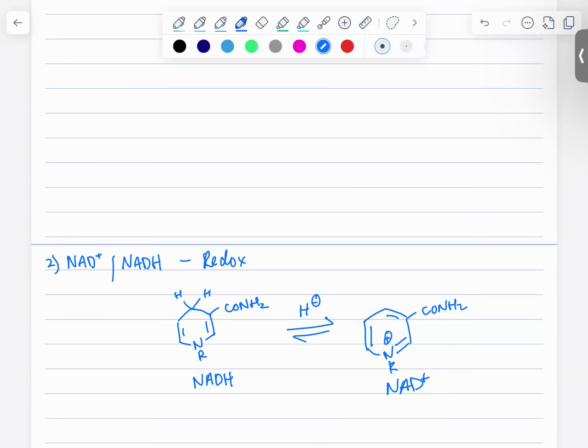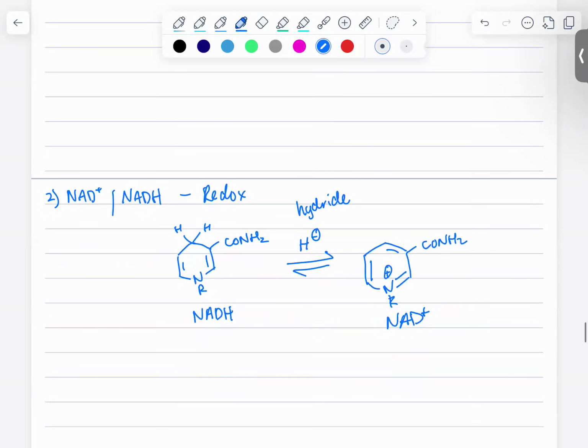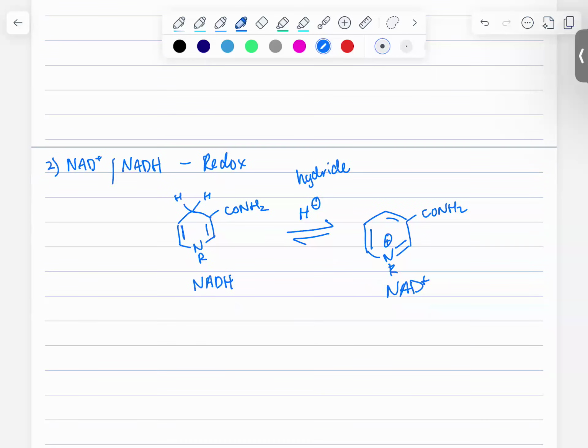We often see H plus. Less often do we see H minus. H minus is called a hydride. And that's where the hydrogen is not just moving itself, but it is taking electrons with it. And so with NADH, NADH is the reduced form. It has gained the electrons. And NAD plus is the oxidized form. It has lost those electrons.